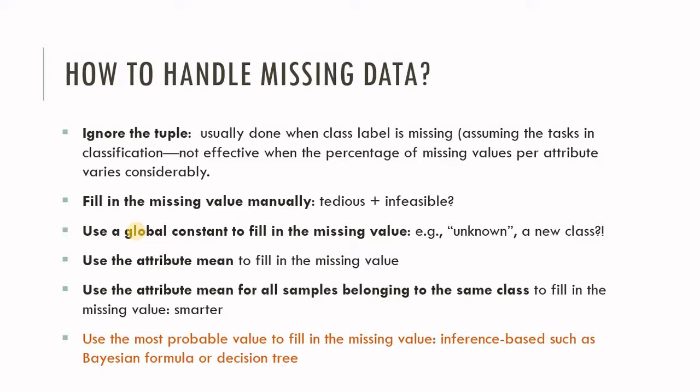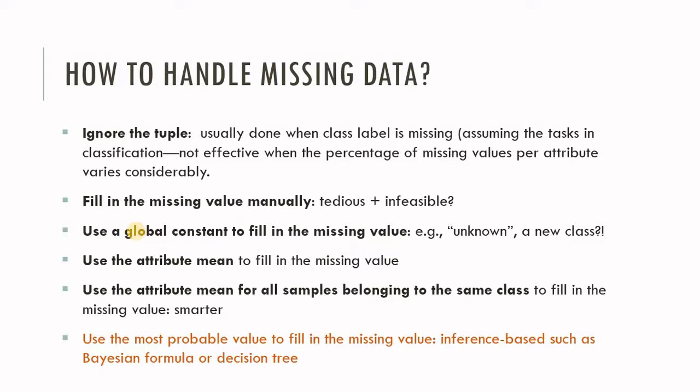Second is to fill the missing value manually. In general, this approach is time consuming and may not be feasible given a large data set with many missing values. It is a very tedious task. If you have a data set of only 100 rows, then you can easily do this manually. But imagine you have a data set with 1000 attributes or columns and 32,000 rows. Manually filling the missing values there is a very tedious task, and not a feasible one.